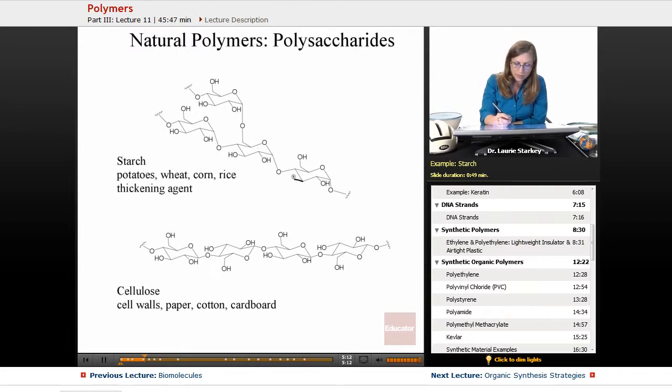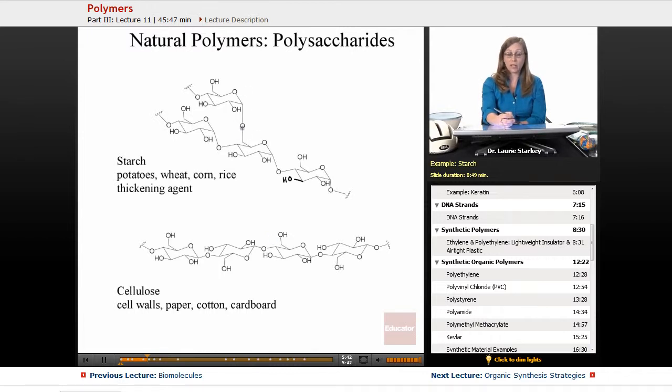In fact, I just noticed there's a typo. Sorry about that. These are all glucose units. If the glucose units are hooked together where this oxygen, this glycosidic bond is pointing down, that's the alpha linkage. That's what we know as starch. That's the polymer that's found in potatoes, wheat, corn, rice, the things we know as kind of starchy materials. And we use that starch in cooking as a thickening agent to make sauces and gravies thicker and so on.